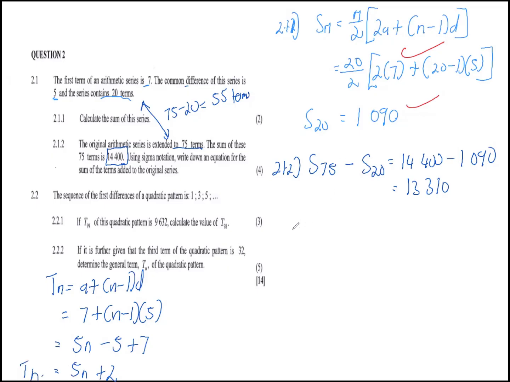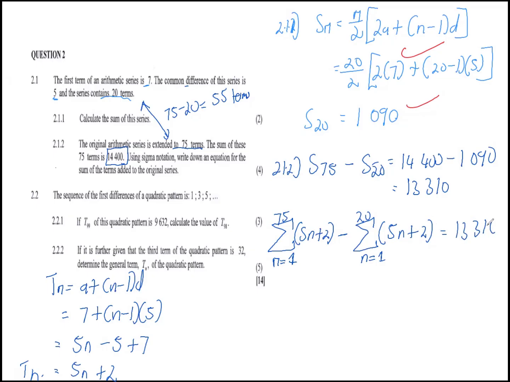Then when we write the sigma notation, we're going to write it like this. We're going to say if our n starts from 1, then it must run all the way through until the 75th term, right? So until 75. But then what is the general formula guiding that? It's 5n plus 2. And then we have to subtract that. Remember, we are writing this. Our n starting from 1, but then only ending at what? At 20. What is the general formula guiding that? It's 5n plus 2. And then this gives us what? 13,310. Right. So this is how we write it in sigma notation.